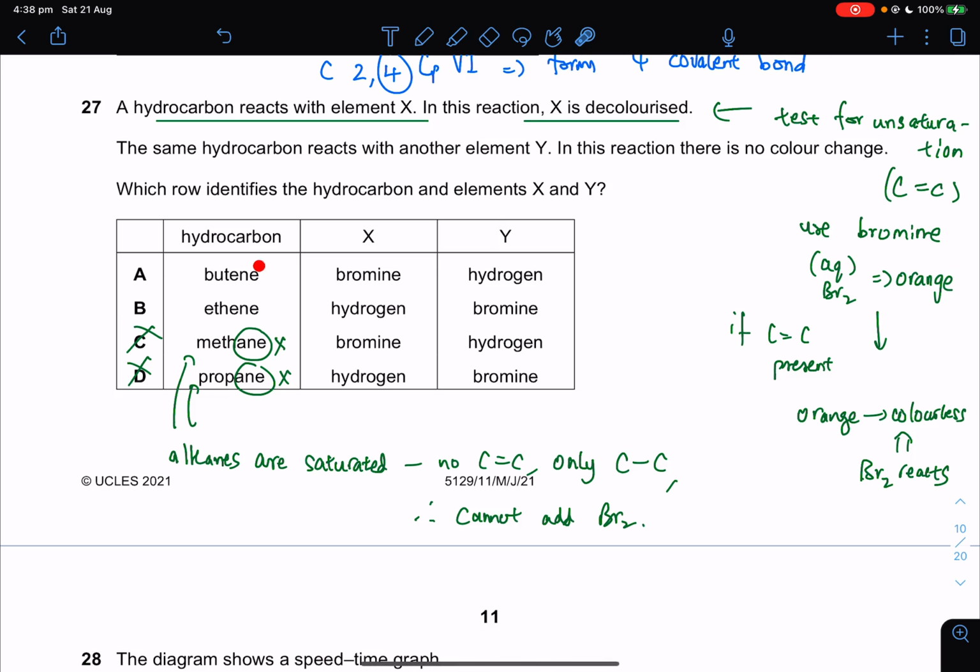And then between this thing and this thing, hydrogen is not colored because element X decolorizes that. Hydrogen is wrong because hydrogen is not colored. Hydrogen is a colorless gas. That's why they say when they react with Y it is colorless, because there's no color change, because hydrogen is colorless. So Y is hydrogen, X is bromine, and the hydrocarbon is an alkene there.